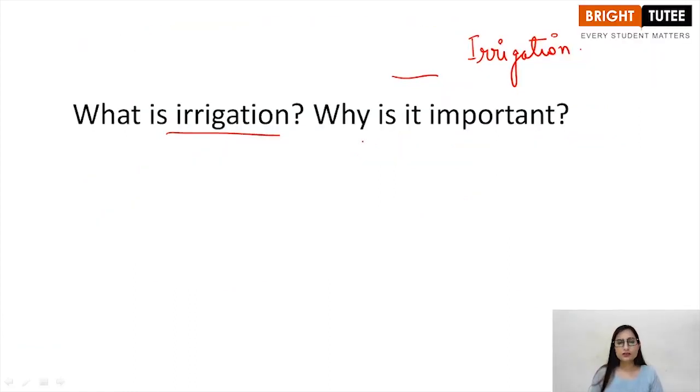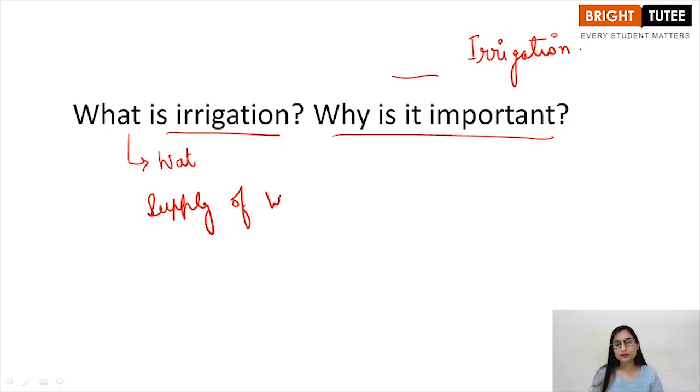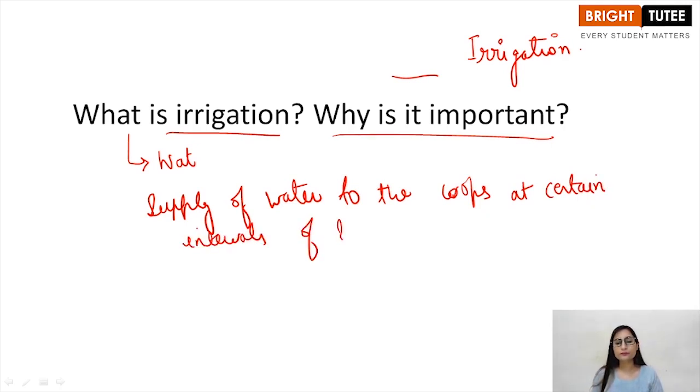What is irrigation? Why is it important? First of all, students, you have to define what irrigation is. The definition of irrigation is that the watering of crops, the supply of water to the crops at certain intervals of time is called irrigation. Now, why is it important?